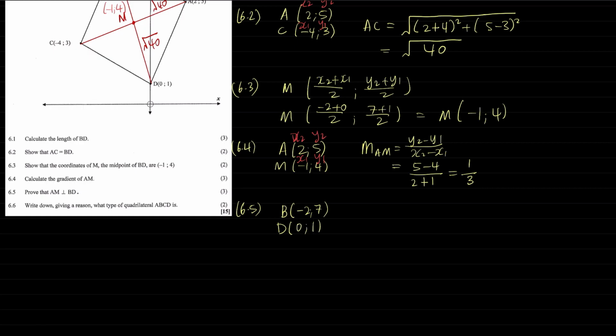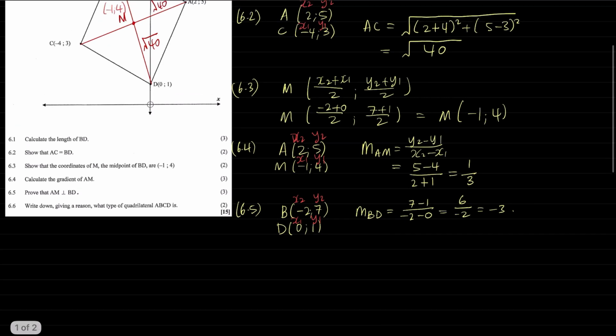Let's go again and label. So that's going to be x2, y2, x1, y1. Then we can work out the gradient for BD. We don't need to write the formula again. It's going to be 7 minus 1 divided by -2 minus 0. 7 minus 1 is 6. 6 divided by -2 is -3.